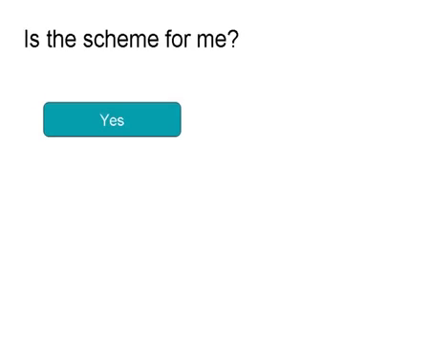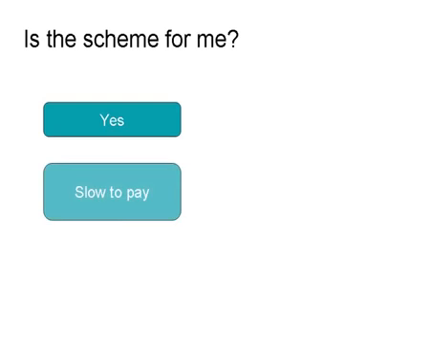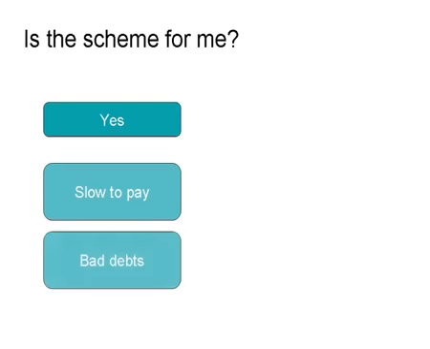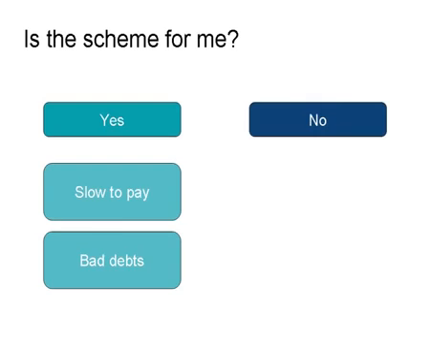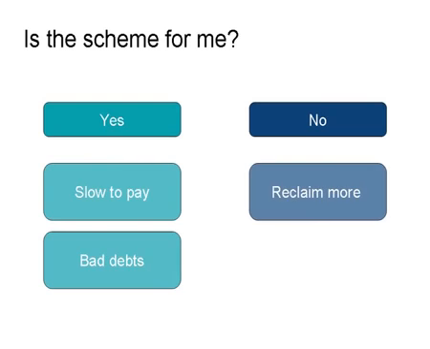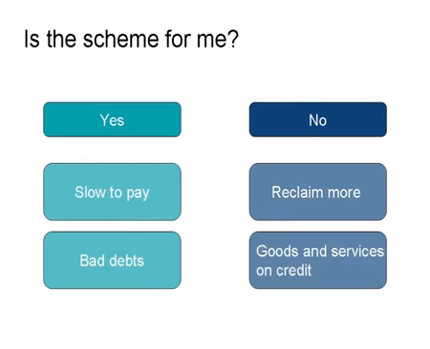Cash accounting can be beneficial for your cash flow, especially if your customers are slow to pay. It's even more useful if you have bad debts. Under standard accounting for VAT, you have to pay the VAT on an unpaid invoice, even if you never receive payment from your customer. But using the cash accounting scheme, you don't pay the VAT if your customer never pays you. But the cash accounting scheme may not be for you. For example, if you regularly reclaim more VAT than you pay, or if you buy a lot of goods and services on credit.